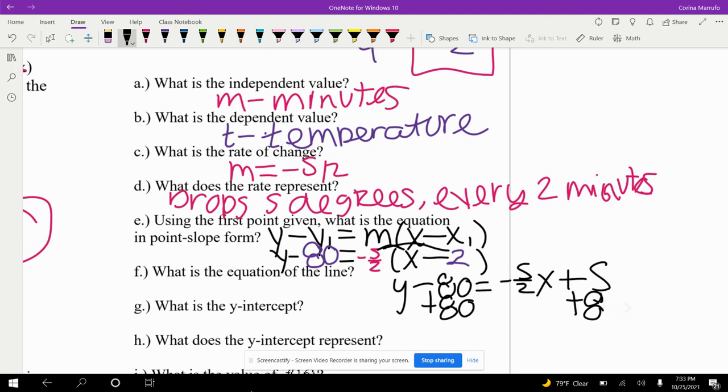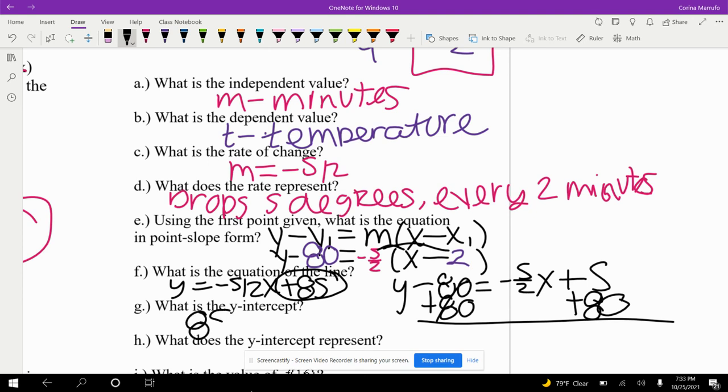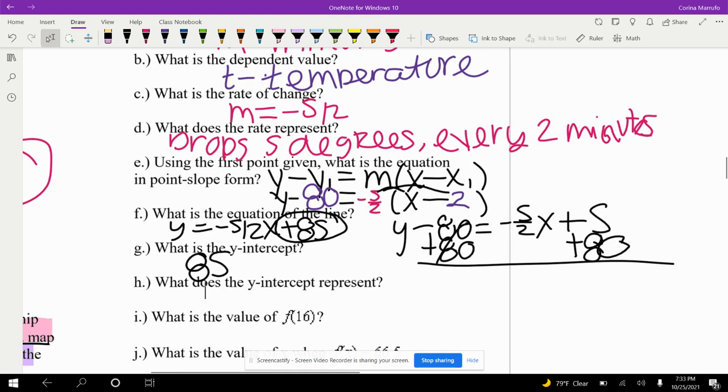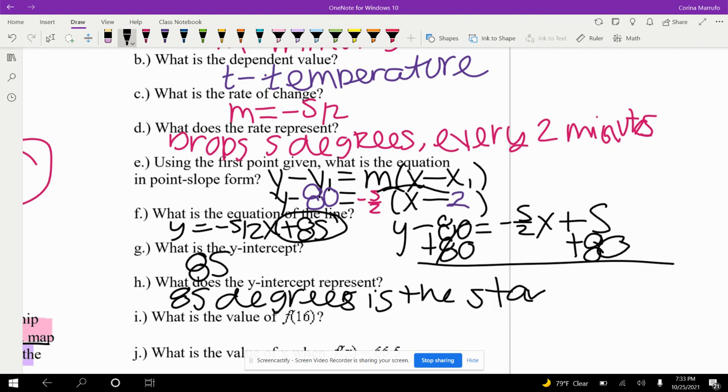Oh, my pen. I'm going to have to write with my finger. This cancels. Gives me y equals -5 over 2x. And then 5 plus 80 is 85. Then it asks, what is a y-intercept? So here is 85. What does a y-intercept represent? Remember, our y-intercept is our b. It's where we begin. So we are starting at 85 degrees, which is the starting temperature of the car. But I'm not going to write all that.